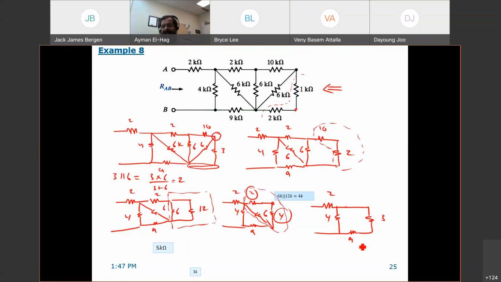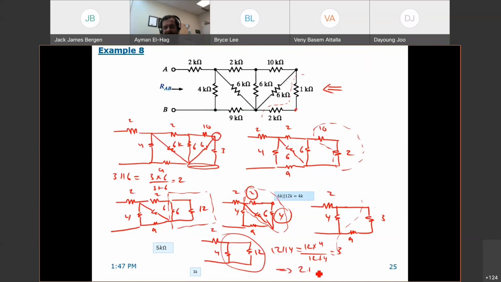Now this 3 and this 9 are in series. So this becomes 12. So we'll have here 2, 4, and 12. This 12 and this 4 are in parallel. So 12 in parallel with 4: 12 times 4 divided by 12 plus 4 equals 3. So this becomes 3, in series with 2. So the total becomes 2 plus 3, equal to 5 kilo ohms. And this is the final answer.